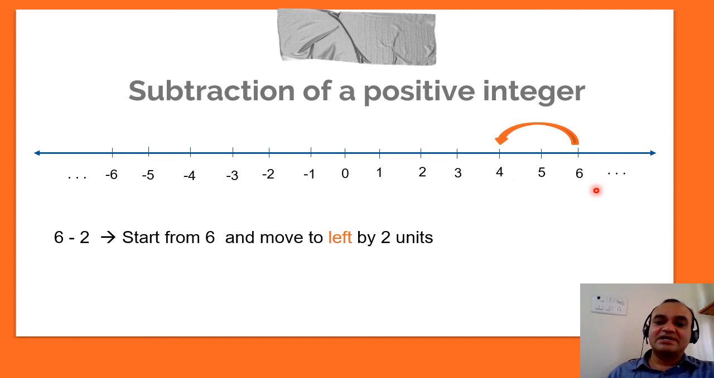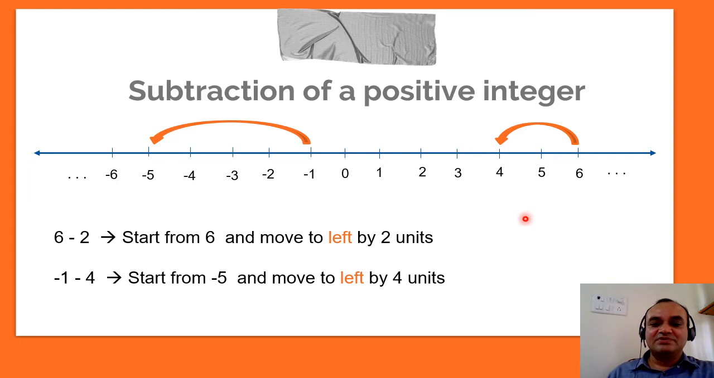How about subtracting from a negative integer? Let's say we want to perform this operation: minus 1 minus 4. So again, we start at minus 1 and we want to subtract 4. So we want to go in the negative direction by 4 units. So we'll go minus 1, minus 2, minus 3, minus 4, and minus 5. So basically, we start from the number and we move to the left by the number we want to subtract.